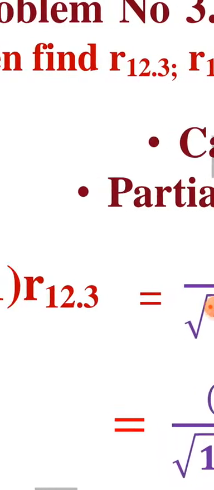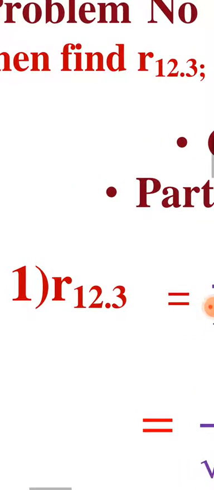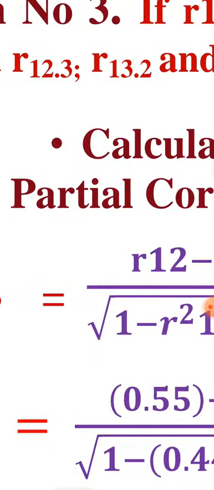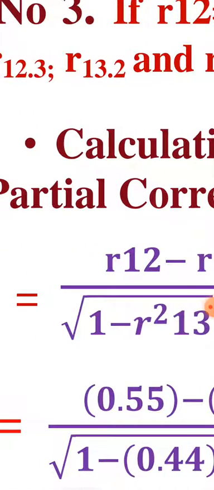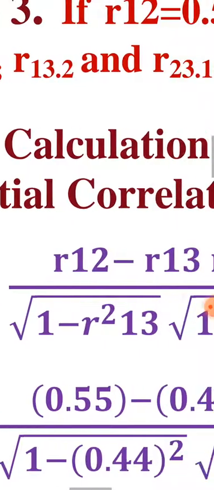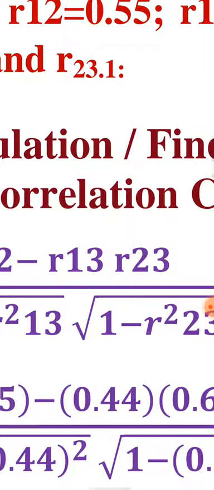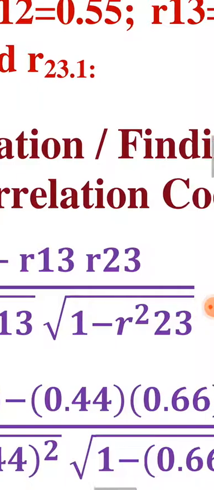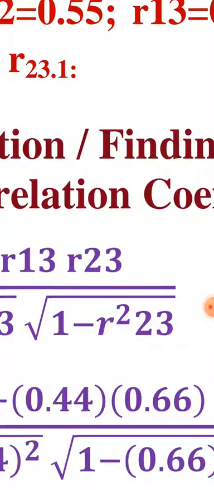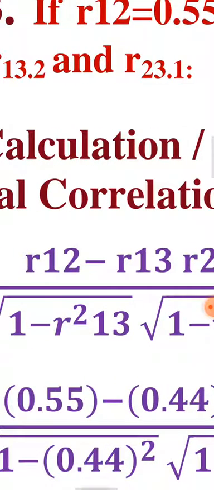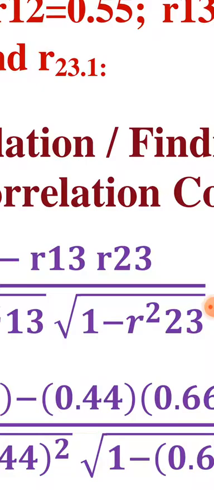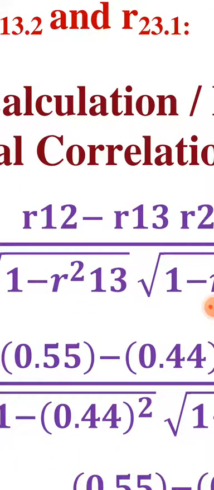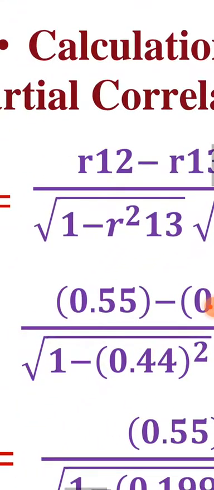The first partial correlation coefficient is R12.3. The R12.3 formula is: firstly R12 minus the remaining two, R13 and R23, divided by, in the first root, 1 minus R square of 13, and in the other root, 1 minus R square of 23. That means after R12, the remaining two, 13 and 23, you put respectively in these two roots with squares.